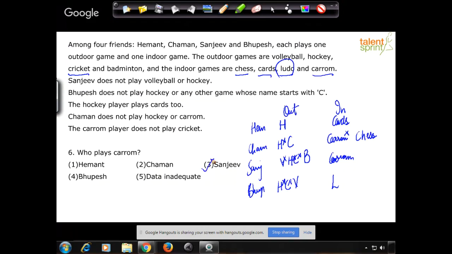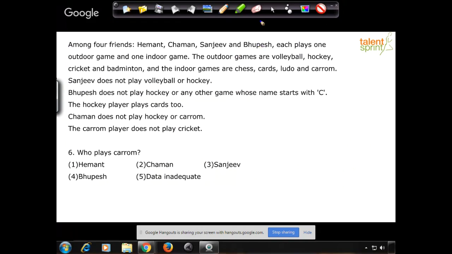Now, I am a little worried here looking at your answers on the screen because all of you have said that carom is played by Hemant. Now, I am a little scared and it gives me a thought that I should actually draw out the entire puzzle for you once again. And without giving it a second thought, I am going to do exactly this. Wipe out my screen absolutely clean and once again draw out the diagram, boys and girls.